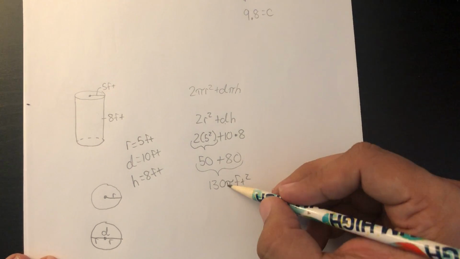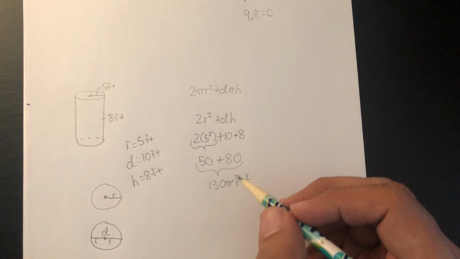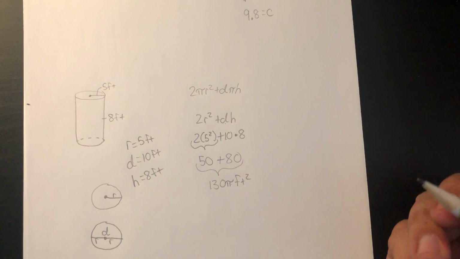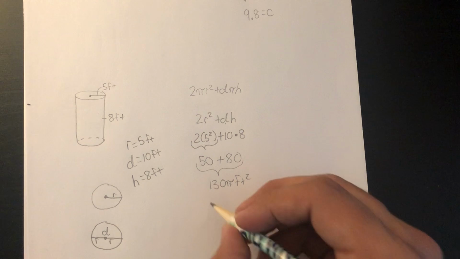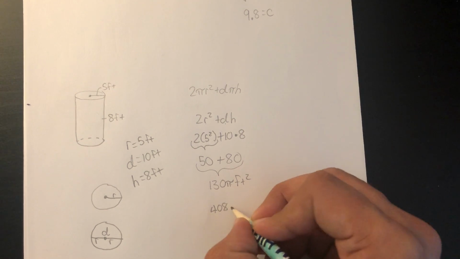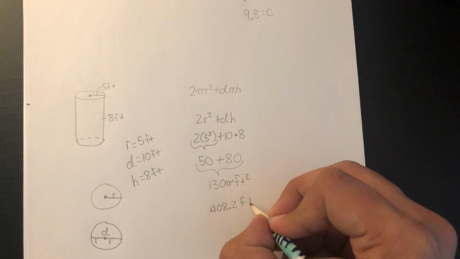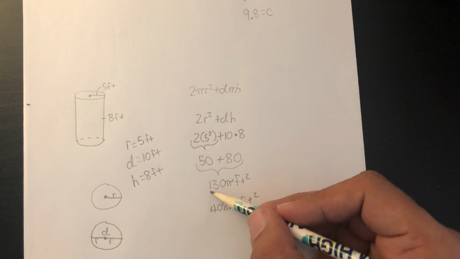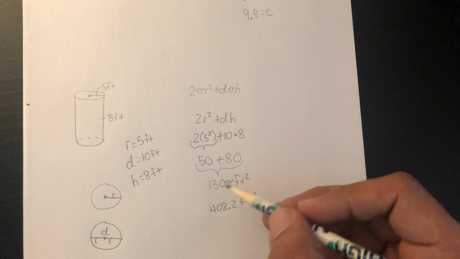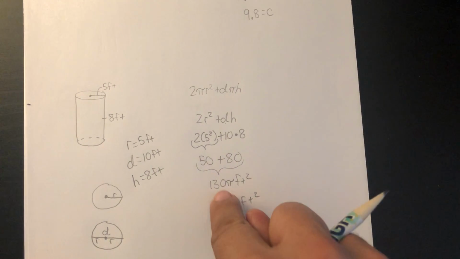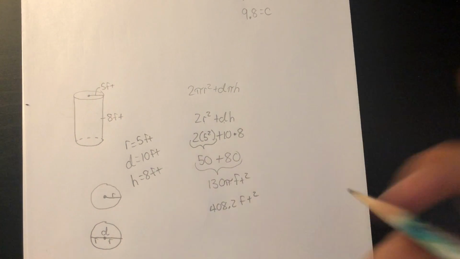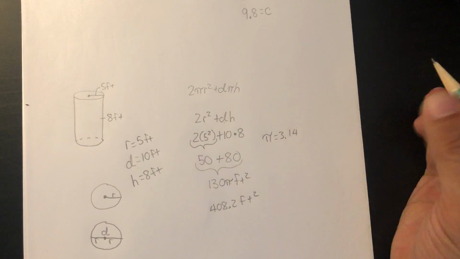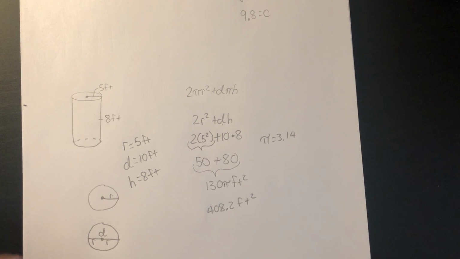Now, if you actually wanted to remove the pi, all you'd have to do is do 130 times 3.14 as your final step. And the answer would be 408.2 feet squared. So you ignore pi up to here. If they want it in terms of pi, you're done. If they don't, all you have to do is that last step, which is your answer times 3.14, because that's what pi is. Pi is 3.14 for when we're working on it in class.